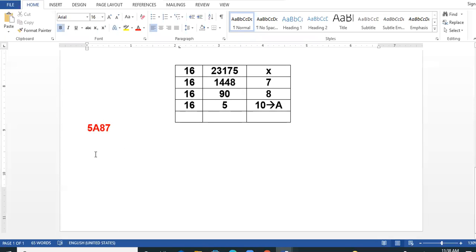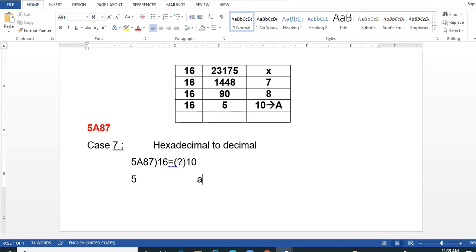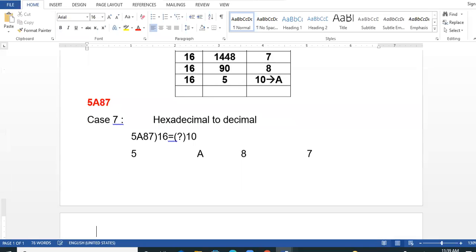All right. Now dealing with another case, case number 7, that is hexadecimal to decimal. Now here we have a different case. Let us take this one, 5A87. 5A87 to the base 16 to be converted to decimal. Okay.